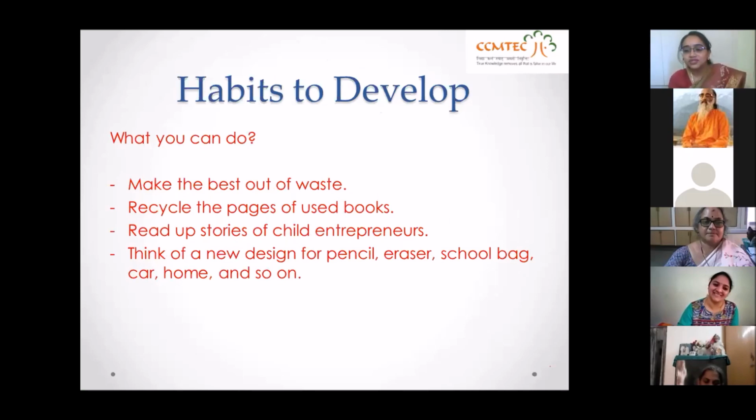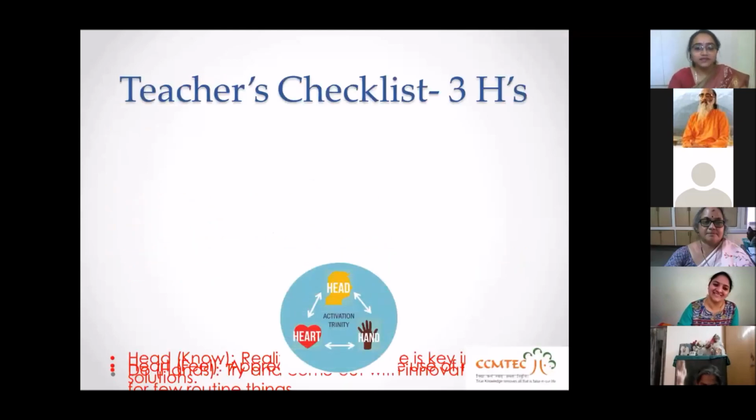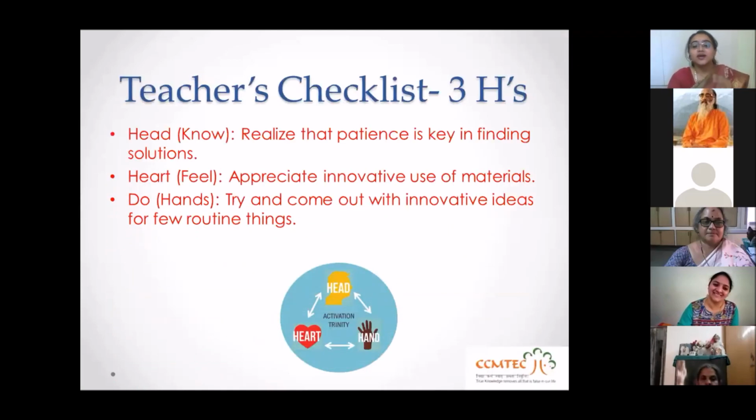They can recycle the pages of used books, read up stories of child entrepreneurs, think of a new design for a pencil, eraser, school bag, car, home, and so on. So they can come up with various designs here. The checklist begins. We have the head, heart, and hand working together. We try to understand that patience is the key in finding the right solutions, and we should be in a position to appreciate the innovative use of materials and try to come out with innovative ideas for a few routine things.